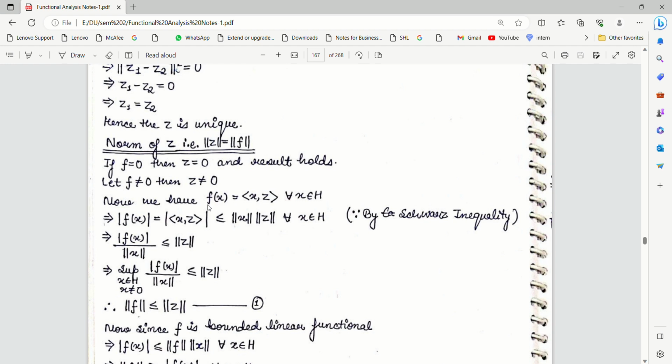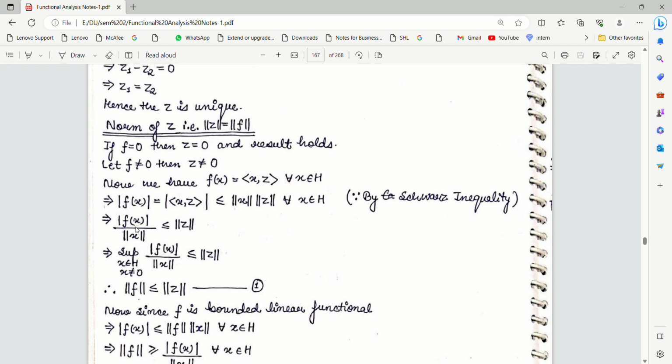Now f(x) can be written as inner product of x and z. We have proved this earlier for x belongs to H. Then we can take modulus on both sides: mod of f(x) is equal to mod of inner product of x and z, and we know the Schwarz inequality, it can be written like this: modulus of inner product of x and z is less than or equal to norm of x into norm of z. This is due to the Schwarz inequality, so we can take it in the denominator. Now mod of f(x) upon norm of x is less than or equal to norm of z.